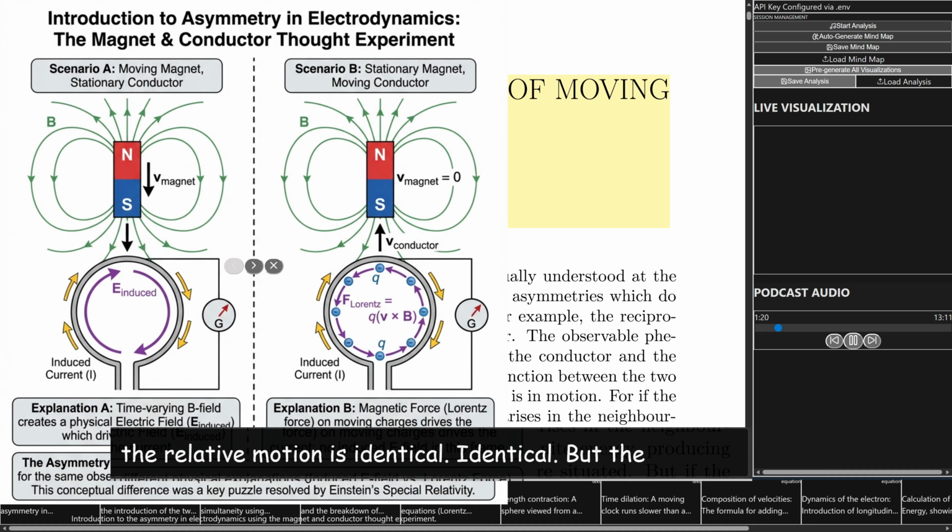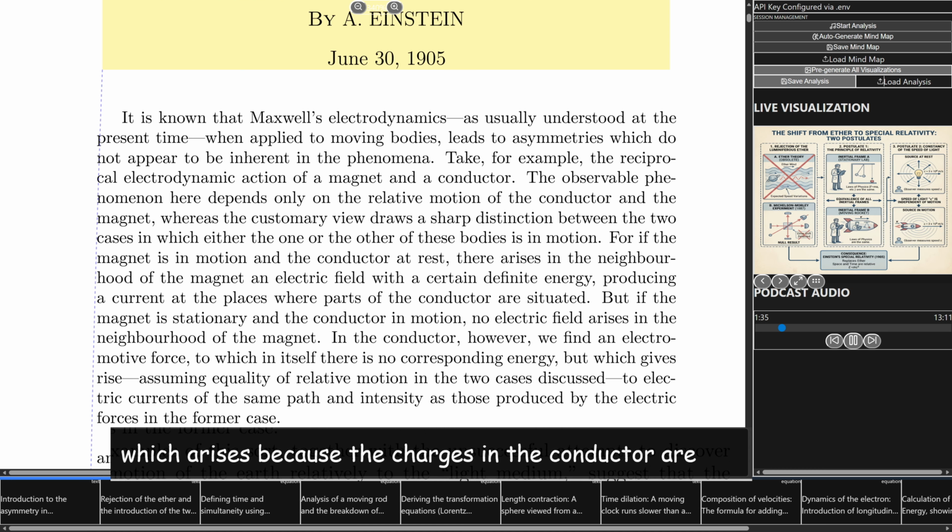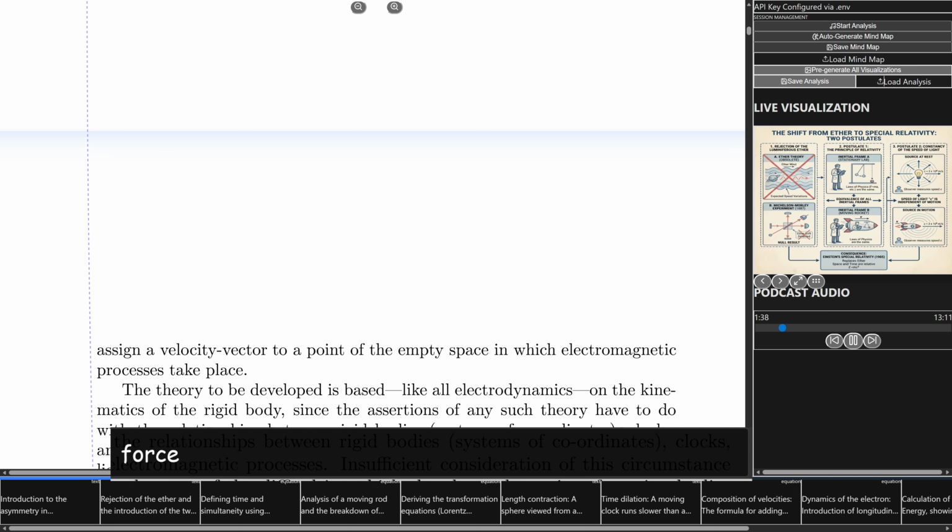Identical, but the explanation is completely different. In this case, there's no changing magnetic field at the magnet, so no electric field is created. So where does the current come from? It comes from something called an electromotive force, which arises because the charges in the conductor are moving through a magnetic field. That force drives the current.